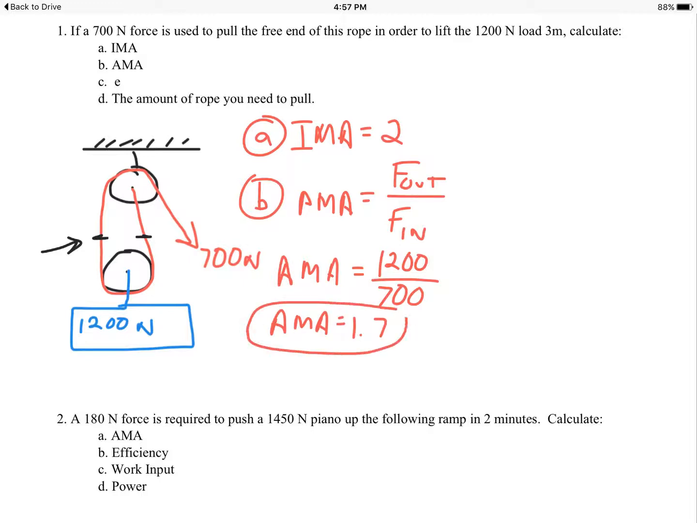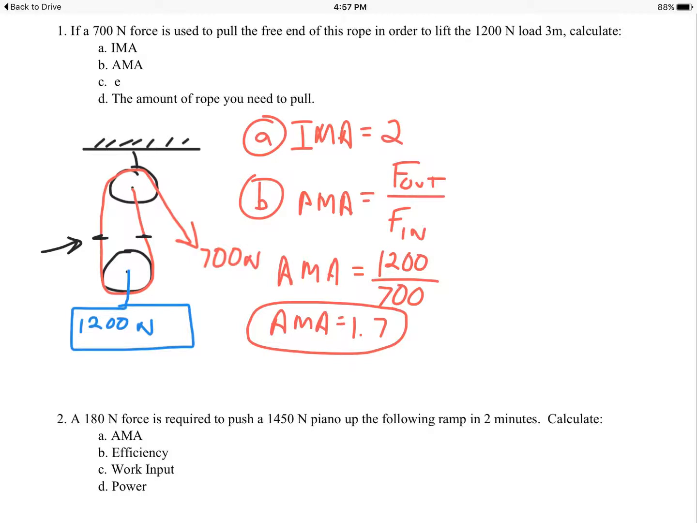Ideally here, it should be 2. You should be using half the weight. In other words, half of 1,200 is 600 newtons. You should be able to lift this load with a 600 Newton force. But because of friction, friction must be accounting for the other extra 100 newtons of force necessary to pull or lift this particular load. Or the pulleys themselves have weight and there's friction, the rope has some weight. But the actual mechanical advantage here is 1.7.